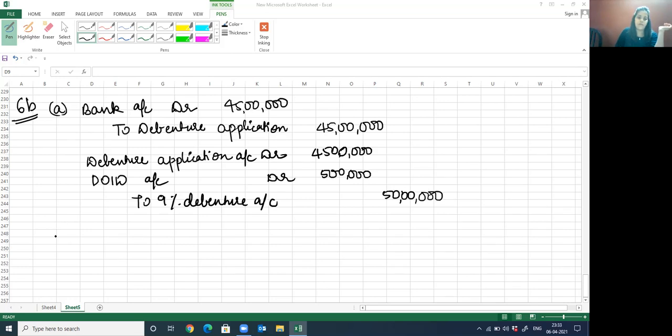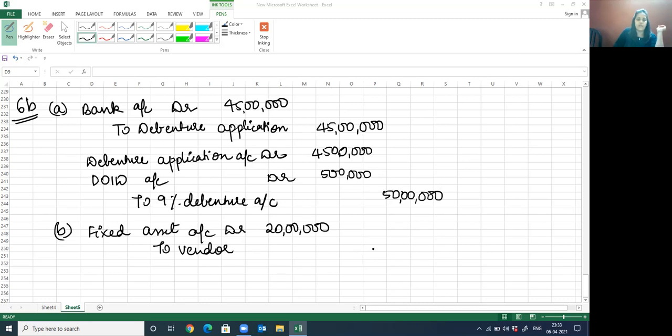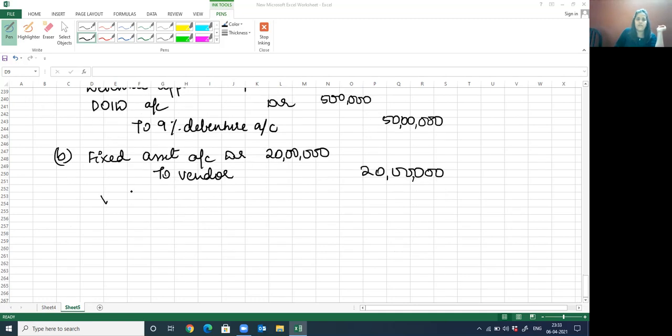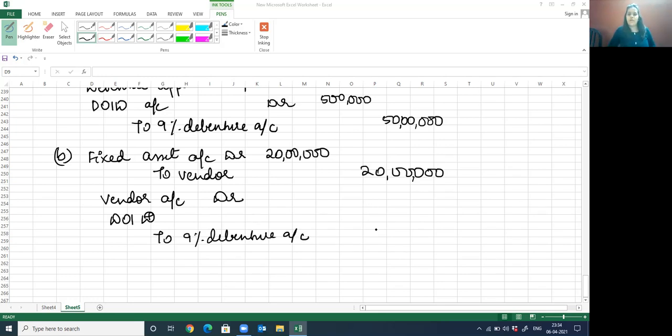Okay, so next one. Vendor for purchase of fixed assets worth 20 lakhs. So you purchase a fixed asset. Fixed asset is an asset, asset increase debit, fixed asset account debit 20 lakhs, to vendor 20 lakhs. Then you are issuing debenture to him. So vendor account debit to discount on issue of debenture account, to 9% debenture account. So debentures are going out worth 25 lakhs. Vendor had to be paid only 20 lakhs. So the balance is discount.